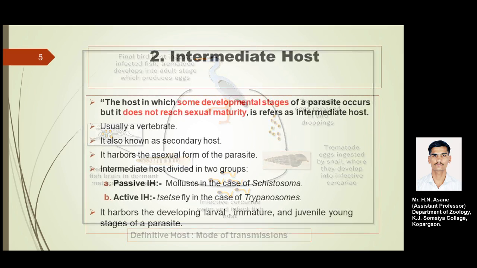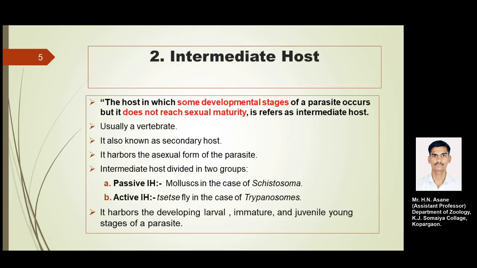So let's move towards the intermediate host. The intermediate host is one in which some developmental stages of a parasite occur, but it does not reach sexual maturity, and it is referred to as the intermediate host. The intermediate host is usually a vertebrate. The parasite stages in it are not mature, so they are not going to reproduce.